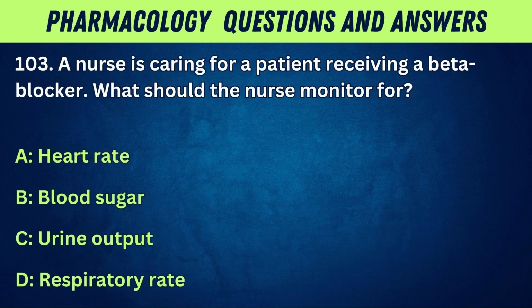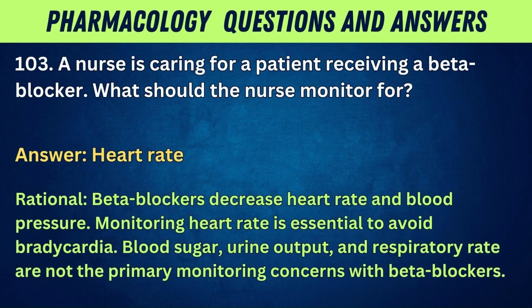103. A nurse is caring for a patient receiving a beta blocker. What should the nurse monitor for? A. Heart rate. B. Blood sugar. C. Urine output. D. Respiratory rate. Answer: heart rate. Rationale: Beta blockers decrease heart rate and blood pressure. Monitoring heart rate is essential to avoid bradycardia. Blood sugar, urine output, and respiratory rate are not the primary monitoring concerns with beta blockers.